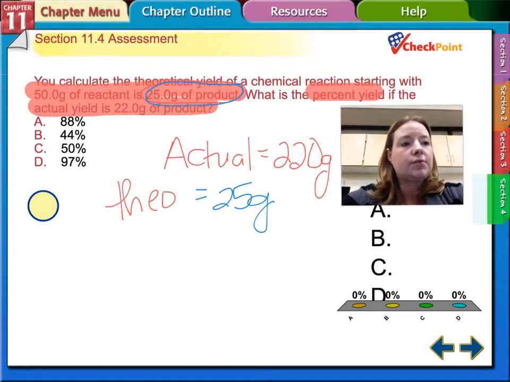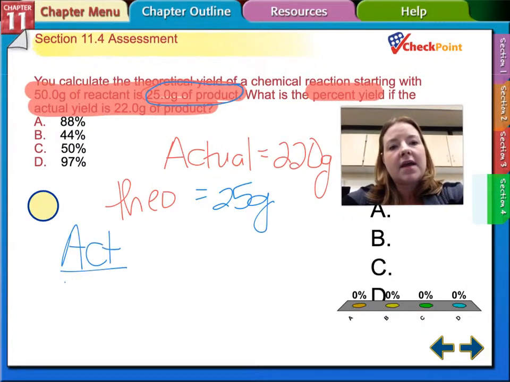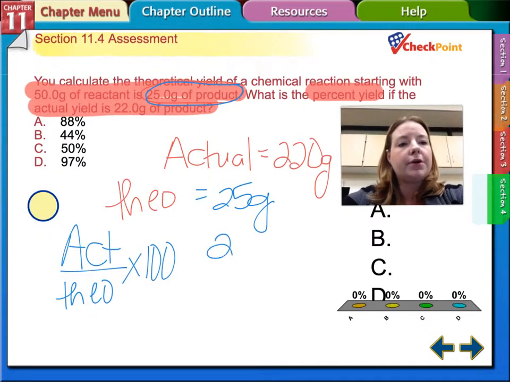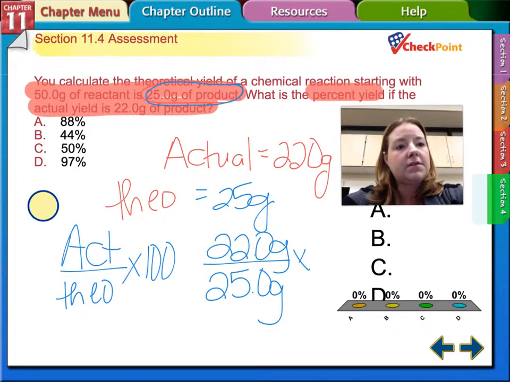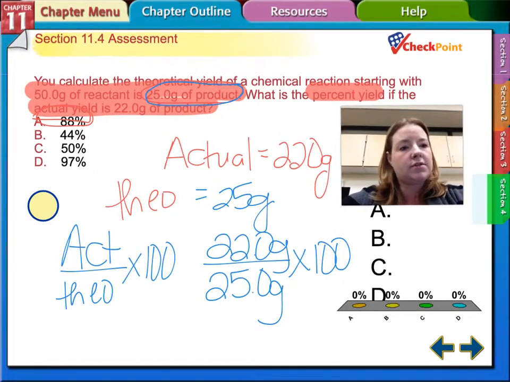So now we've got to make sure we set this up correctly. What you could have gotten is the 25. The theoretical goes on the bottom. So how this is calculated is actual over theoretical times 100. If we plug this in, we put 22.0 grams divided by 25.0 grams, and we multiply that by 100. When you divide that and multiply it all out, you should have gotten that we had an 88% yield. So A should come up as your answer.